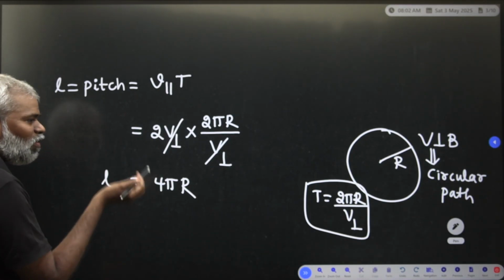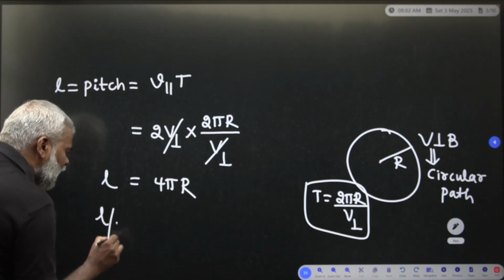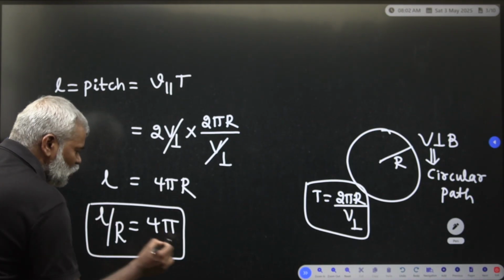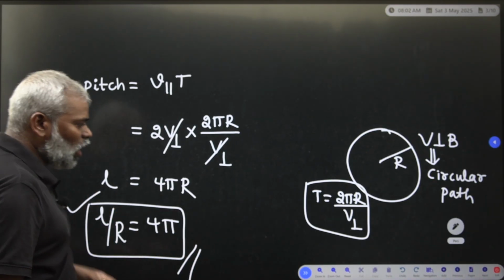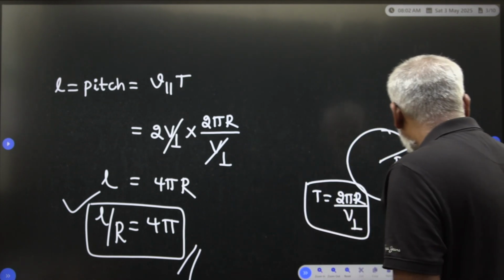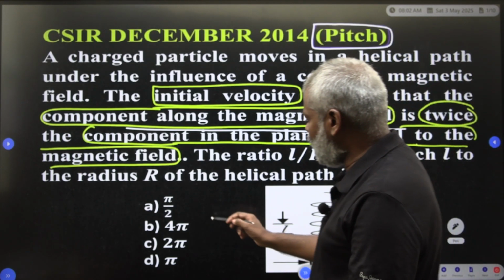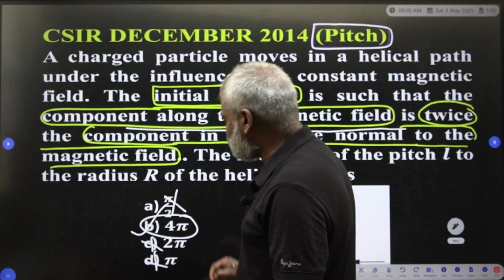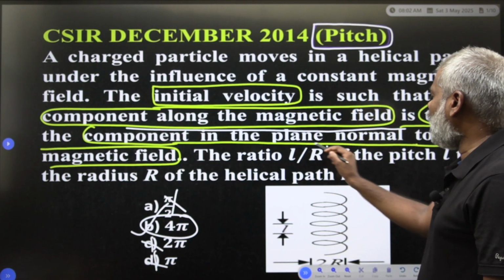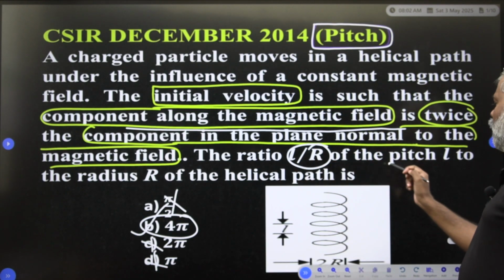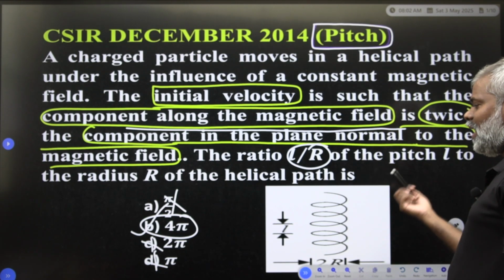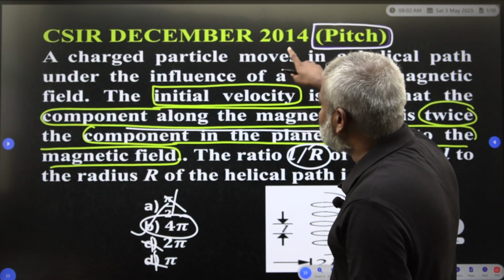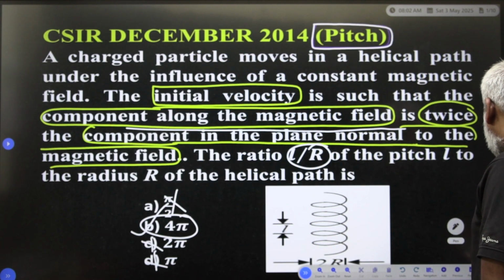But what they are asking is L by r. L by r is equal to 4 pi. This is your expected answer. Once you see your answer, what do you have to check in the options? Option A is wrong, option B is correct, option C is wrong, option D also wrong. So L by r, the ratio of pitch to the radius of the helical path, is equal to 4 pi. This question came in CSIR December 2014.